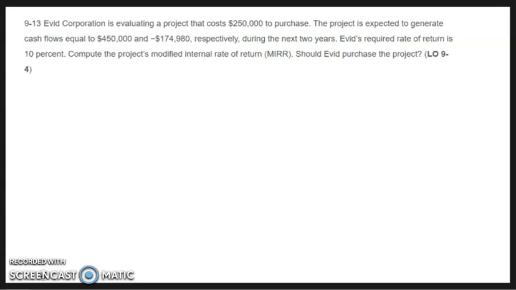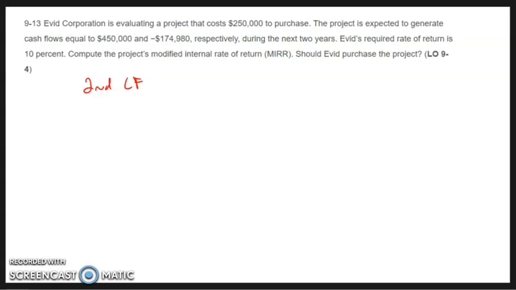So the modified internal rate of return is always kind of iffy on the BA II Plus Professional. The Excel is much more reliable. Anyway, we'll see what happens here.